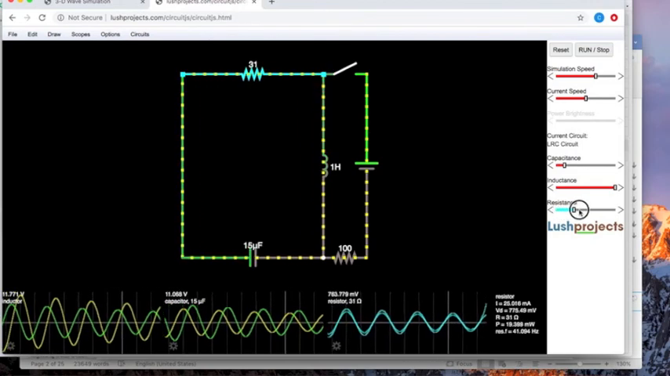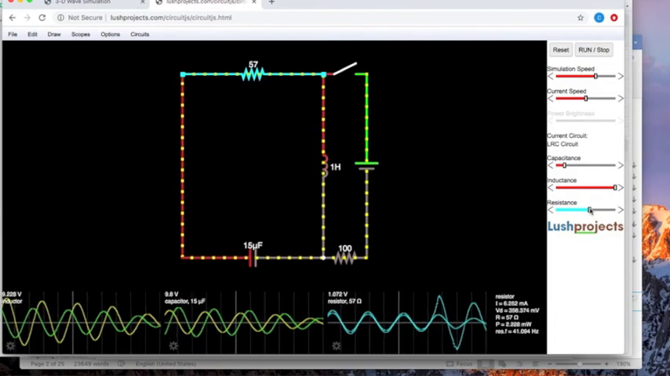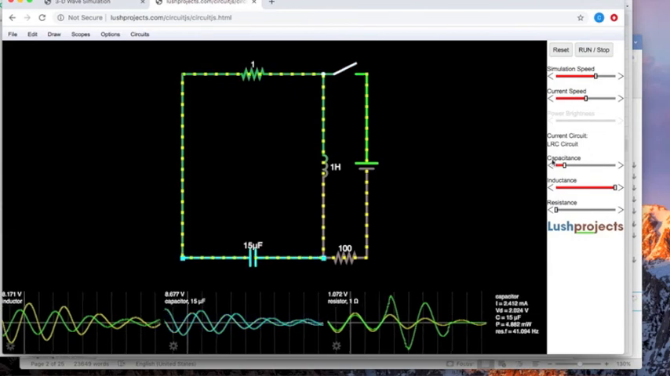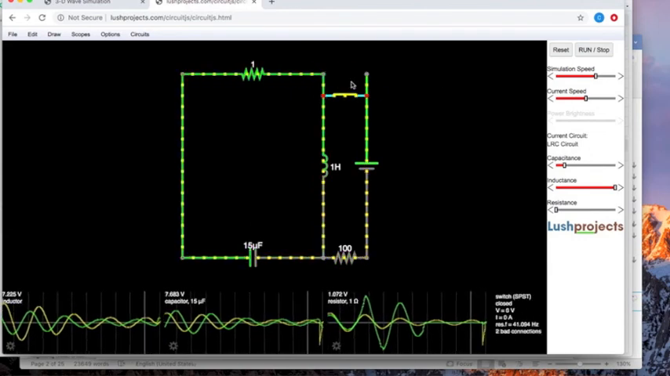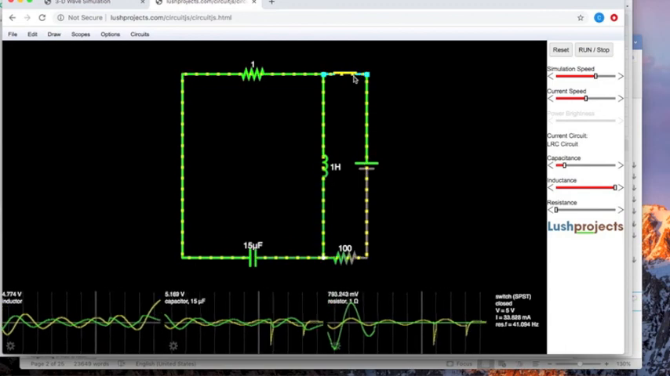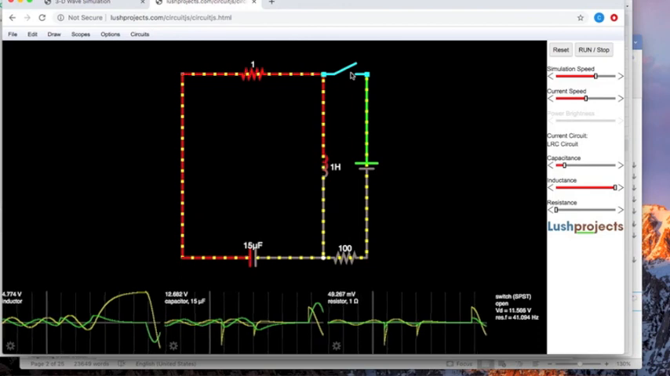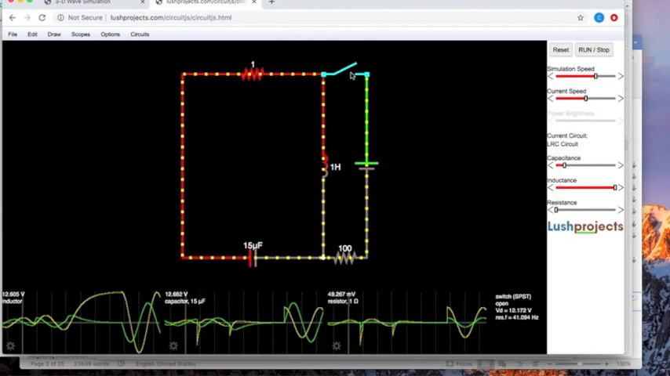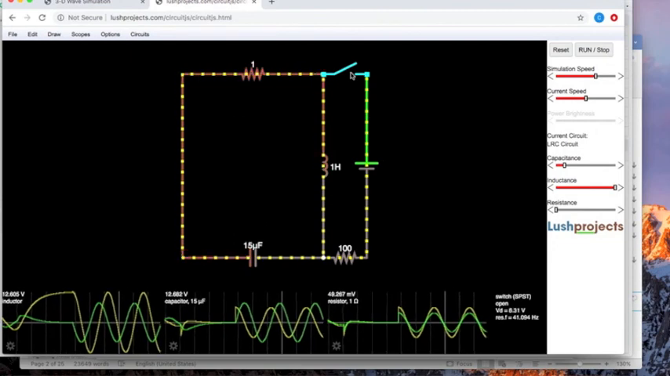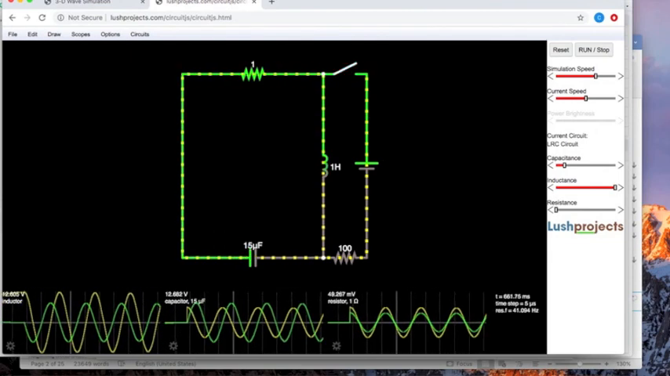If I increase that resistance, it slows down a lot. If I decrease the resistance, charge it back up again, it'll take much longer for those oscillations to damp out. So hopefully that helps to illustrate some of these different things we've been talking about.